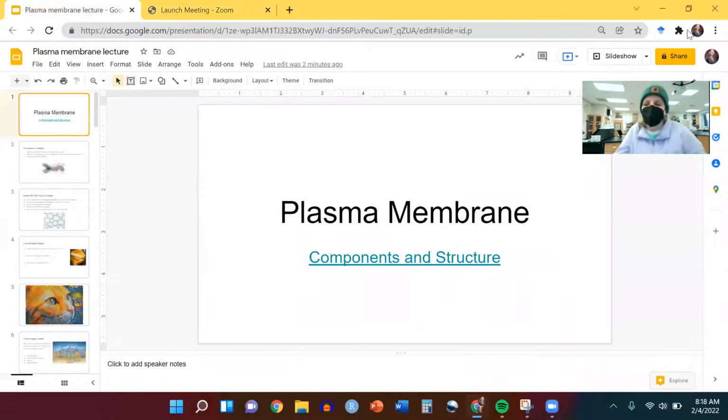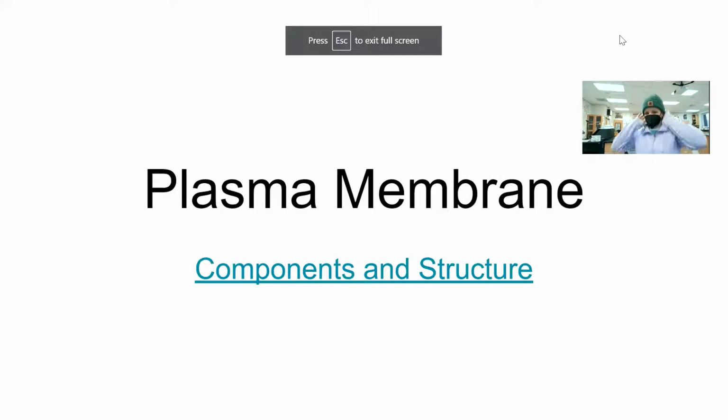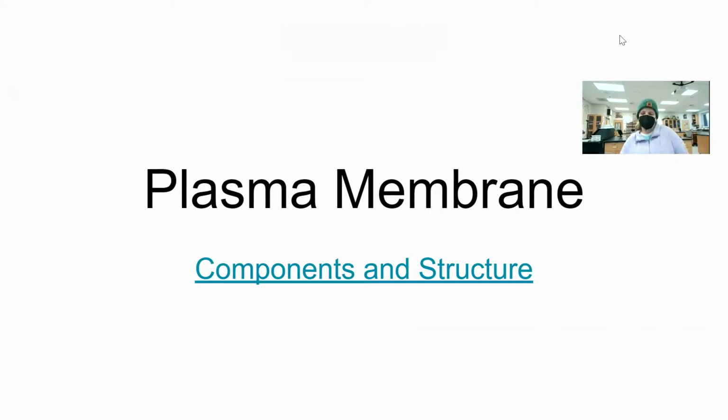Okay, put this on the slideshow. So we're going to switch over to chapter 5. So we're not skipping chapter 4. We'll come back to it. But we're going to focus on plasma membranes. And this first section is about its components and its structure. And so this is an active link, and it'll take you to that section in the textbook.